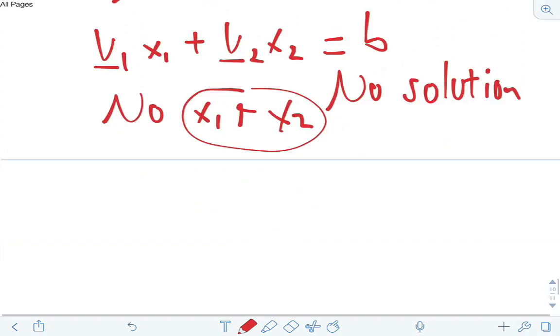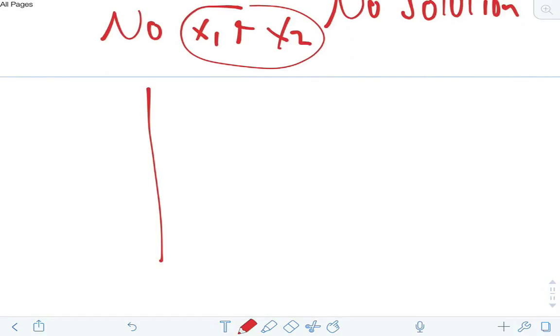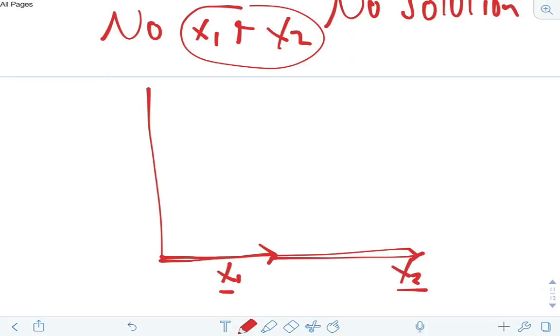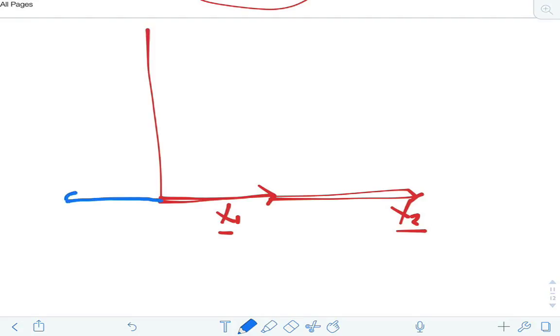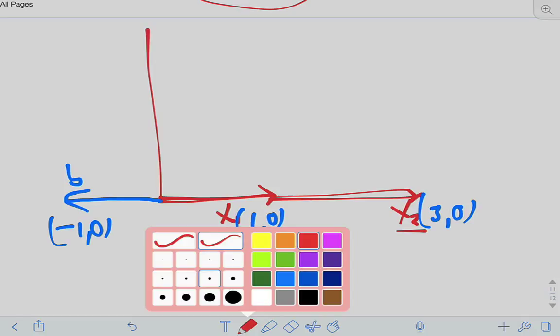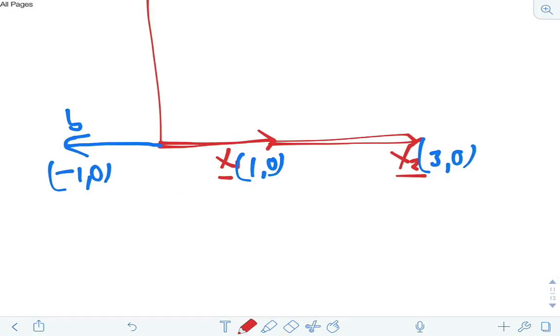However, if I slightly modify that problem, let's call this x1, and again, this was x2. Then let's just say b was not out there. b was in the x-axis. We'll just put it backwards right here. So I have 1, comma 0. I have 3, comma 0. And I have minus 1, comma 0 is my b. Let's go back here. This is v1 and v2.